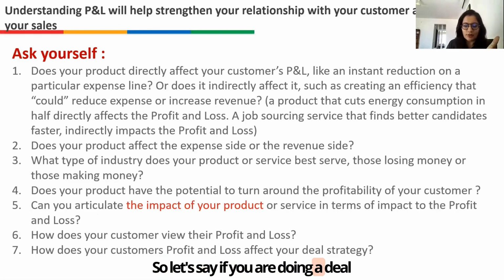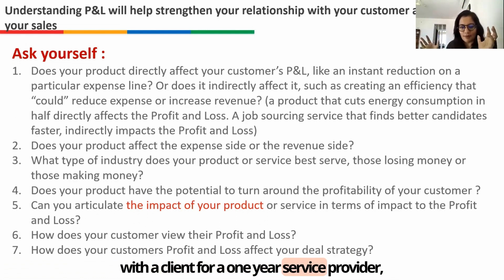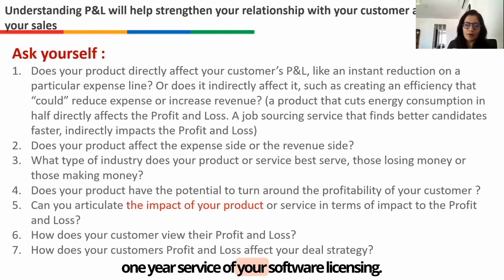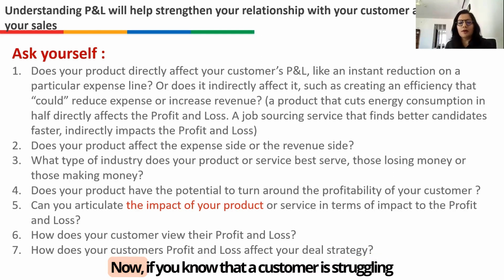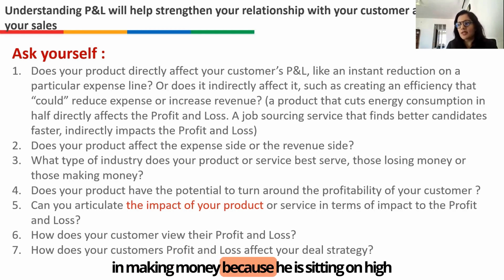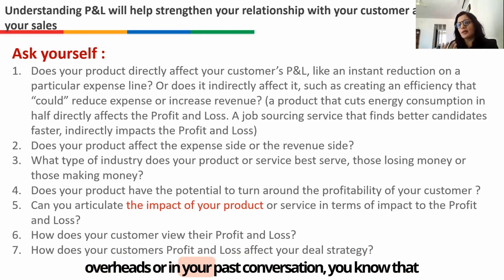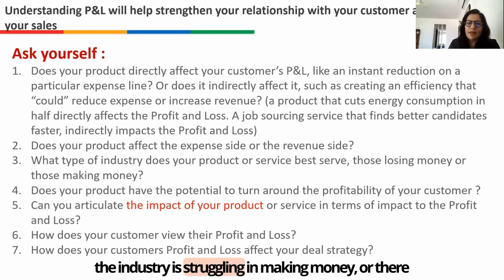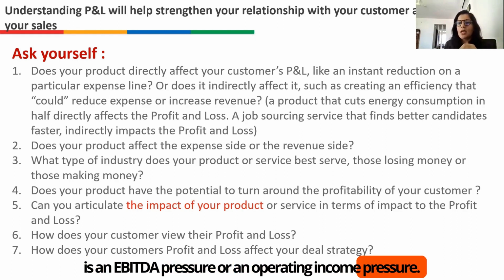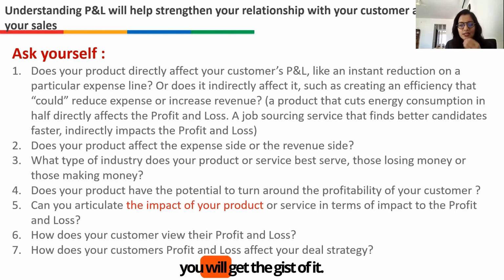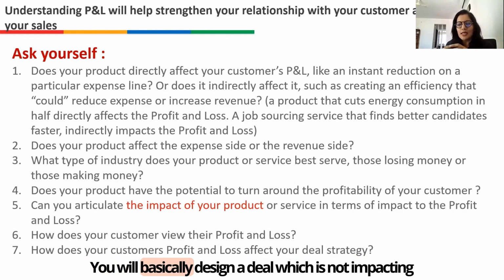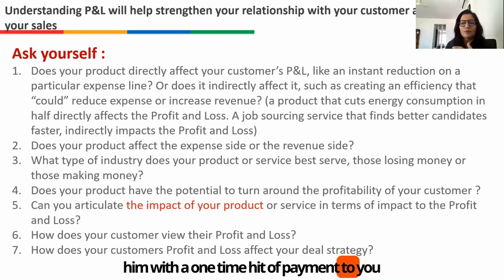So let's say you are doing a deal with a client for a 1 year service of your software licensing. Now, if you know that a customer is struggling in making money because he is sitting on high overheads, or in your past conversation, you know that the industry is struggling in making money, or there is an EBITDA pressure or an operating income pressure. And this is a very simple example, but you will get the gist of it. You will basically design a deal which is not impacting him with a one time hit of payment to you because you're doing a 1 year deal.